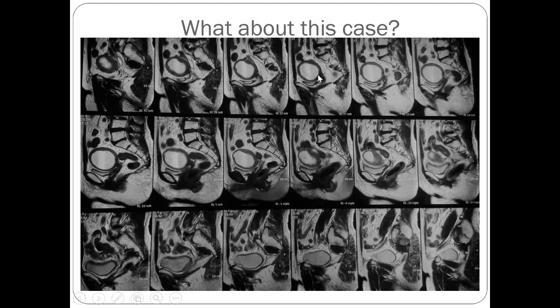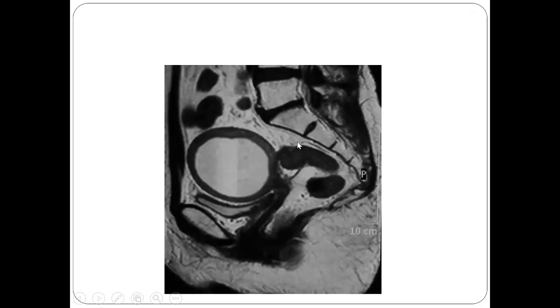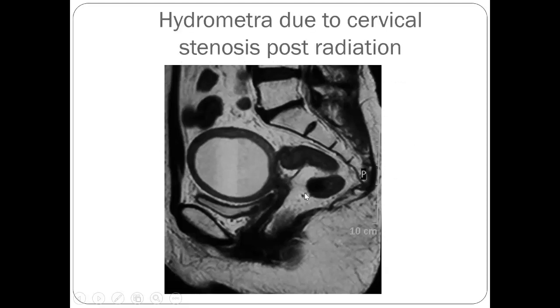This is not a normal cervix. Look, this is a small cervix and the cervical canal is not delineated. This case was cervical carcinoma with post-radiotherapy, and subsequently there is cervical stenosis with hydrometra. Look here, this is the cervix. This is not a normal cervix. This is a small cervix with indistinct endocervical canal. So this is hydrometra due to cervical stenosis post-radiation.